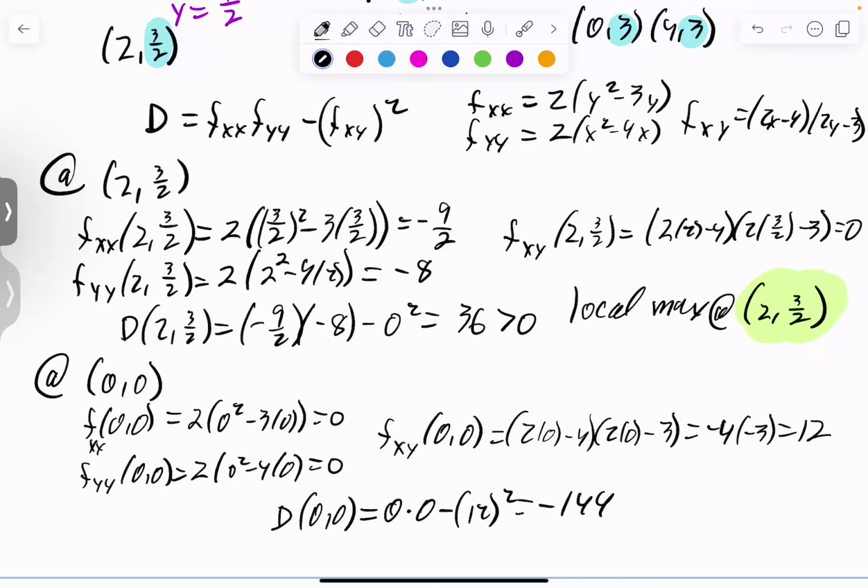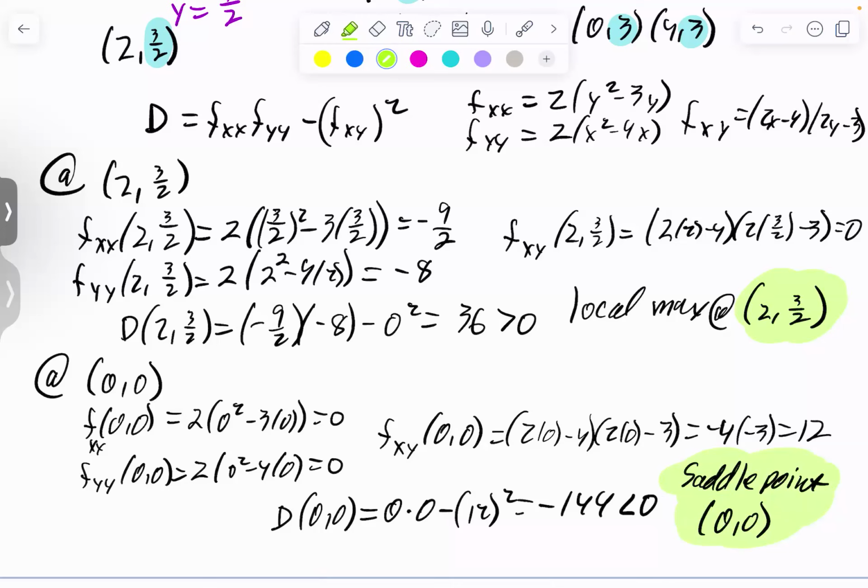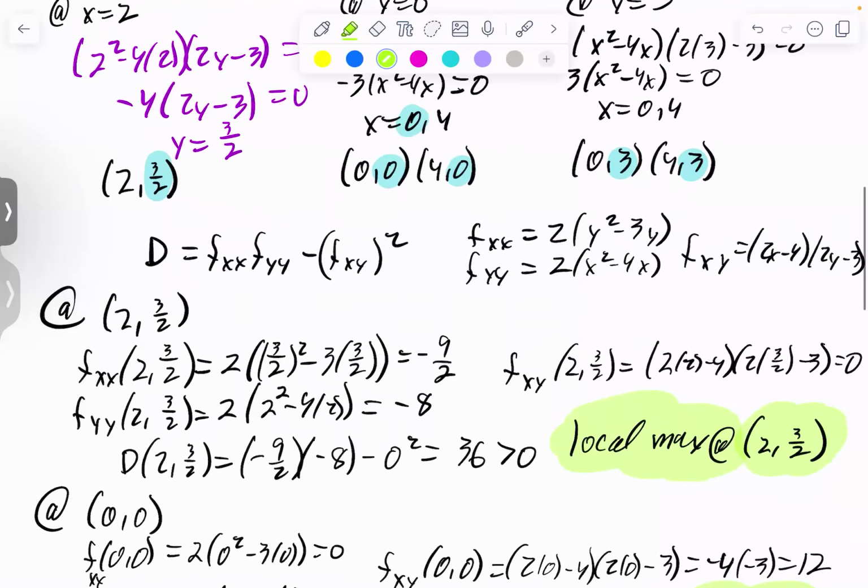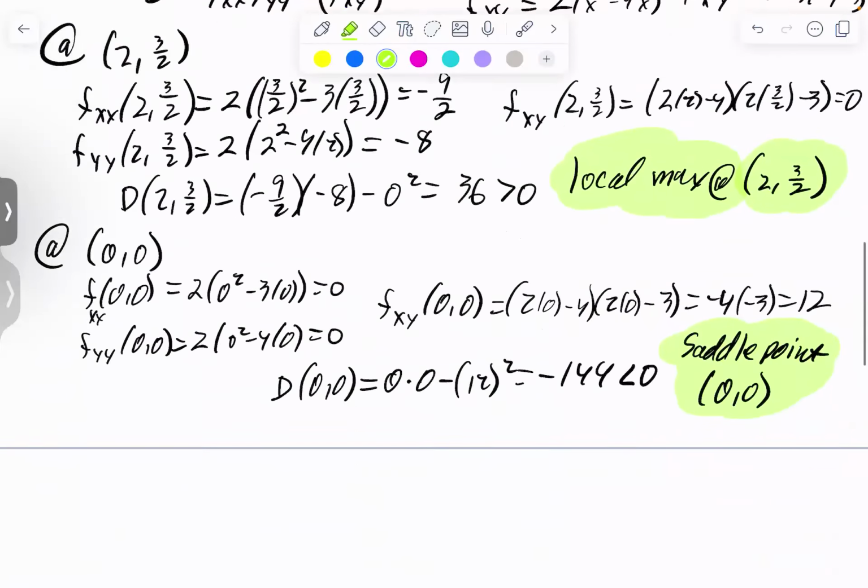So we get that D is negative 144, which is obviously negative. This means there's a saddle point at the point 0, 0. And I should have highlighted this a little bit better. All right, so next up we have the point 4, 0.